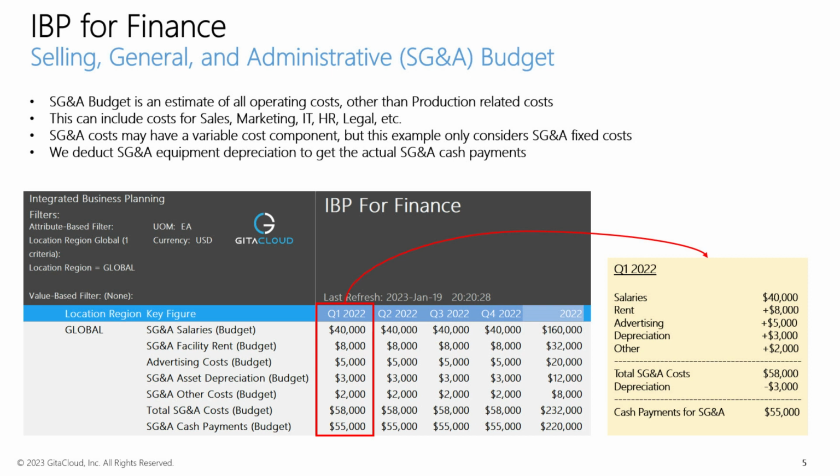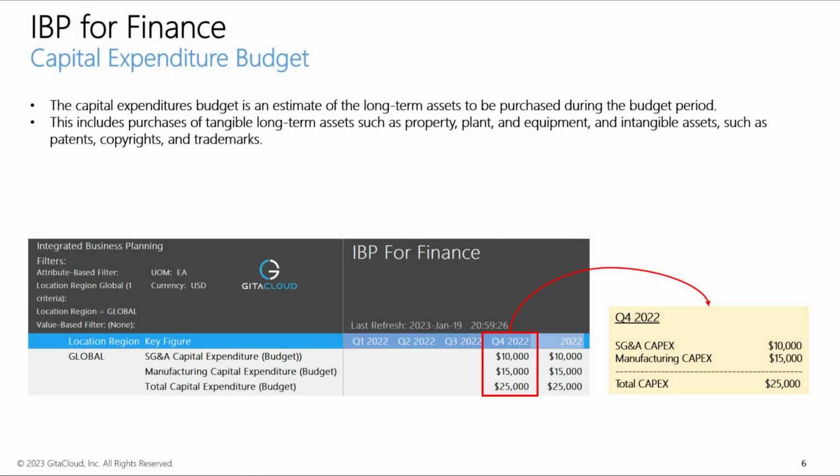Selling, general and administrative, SG&A, costs cover all the other costs that are not directly related to producing finished goods. It is possible to have a variable SG&A cost, for example, sales commissions, which are linked to sales revenue, but this example assumes only fixed costs. We also assume SG&A equipment, such as IT data center hardware, and consider the impact of depreciation to calculate actual SG&A cash payments.